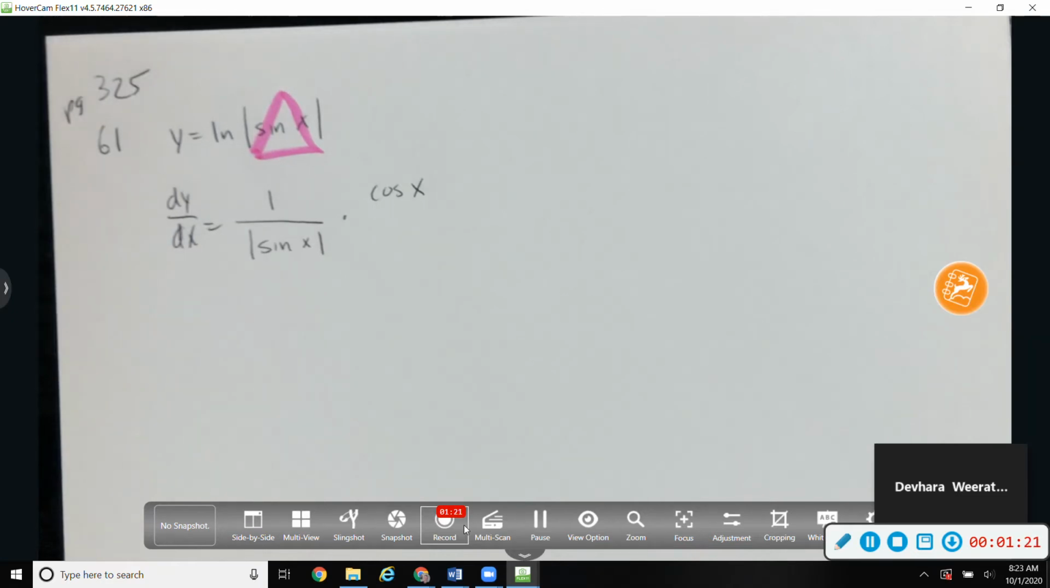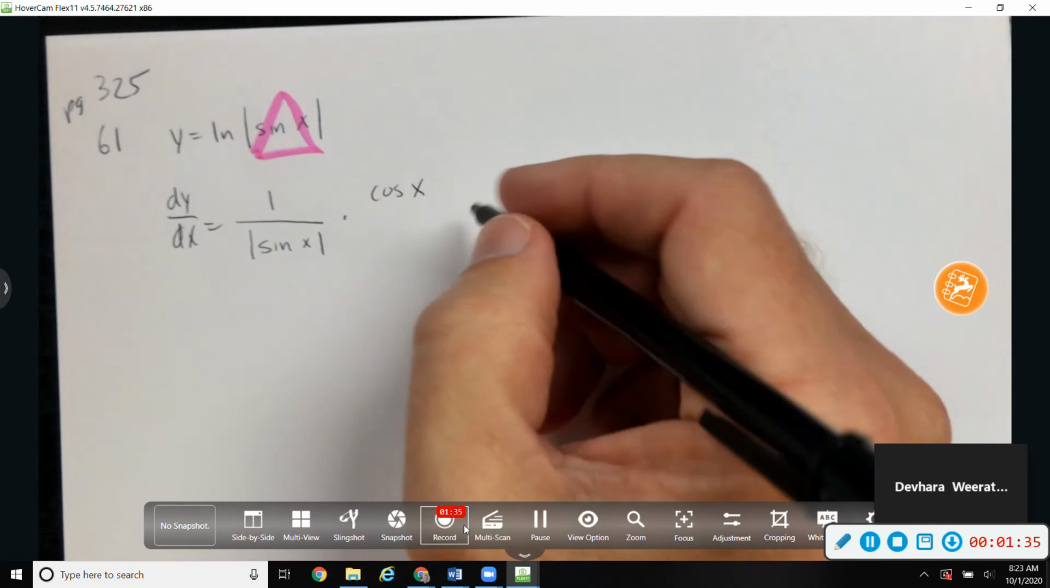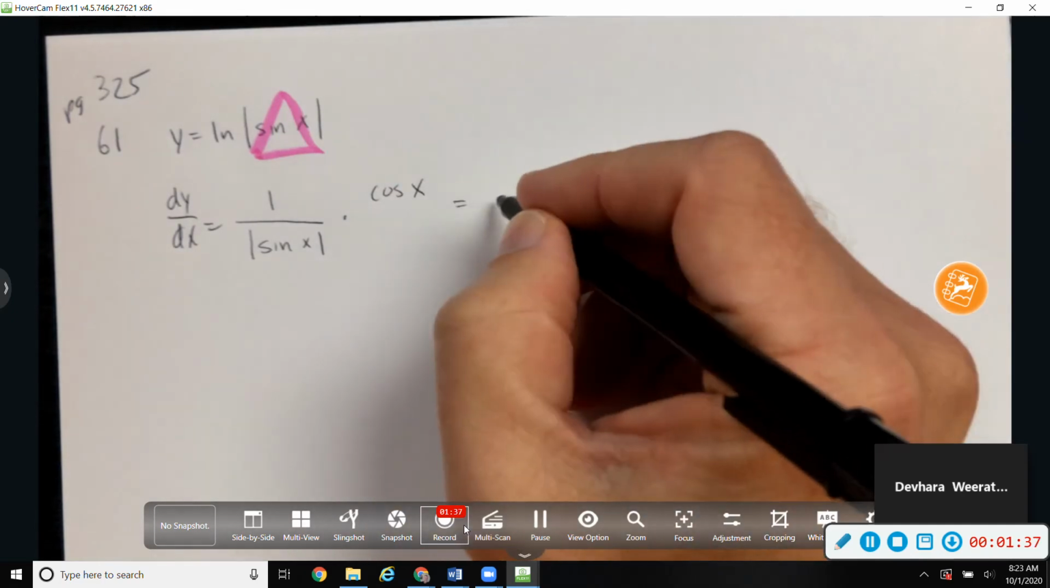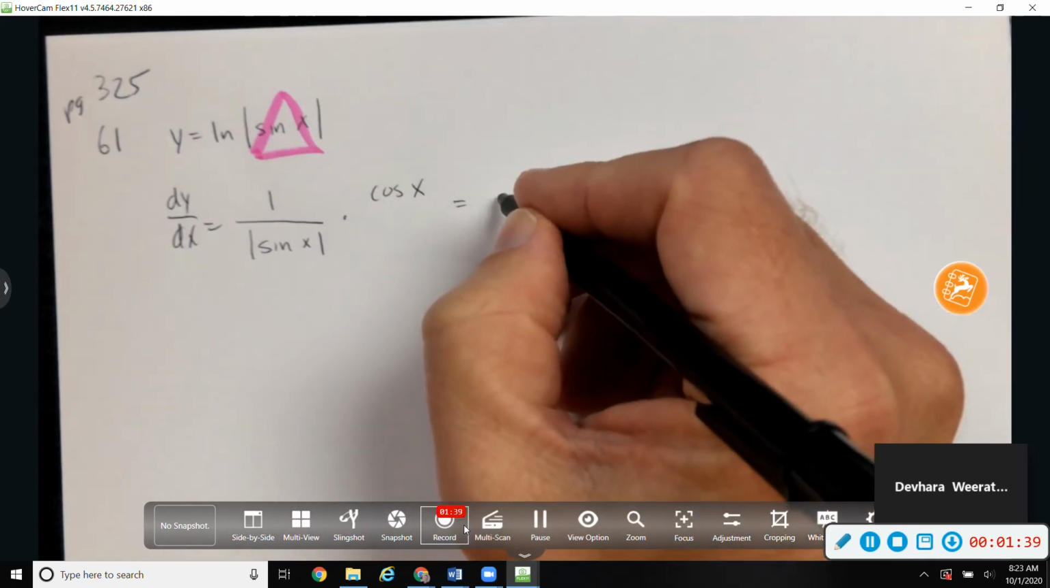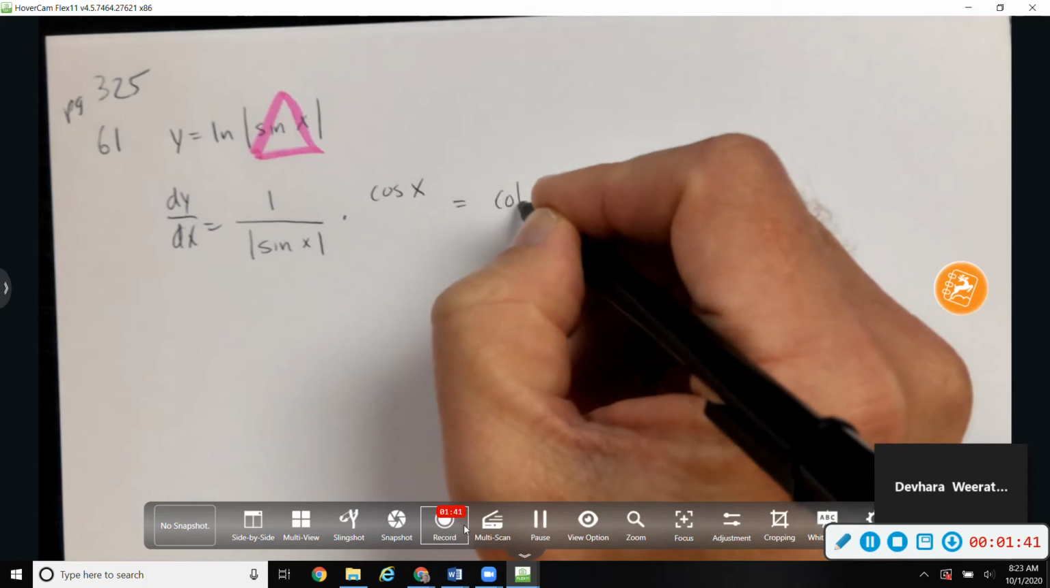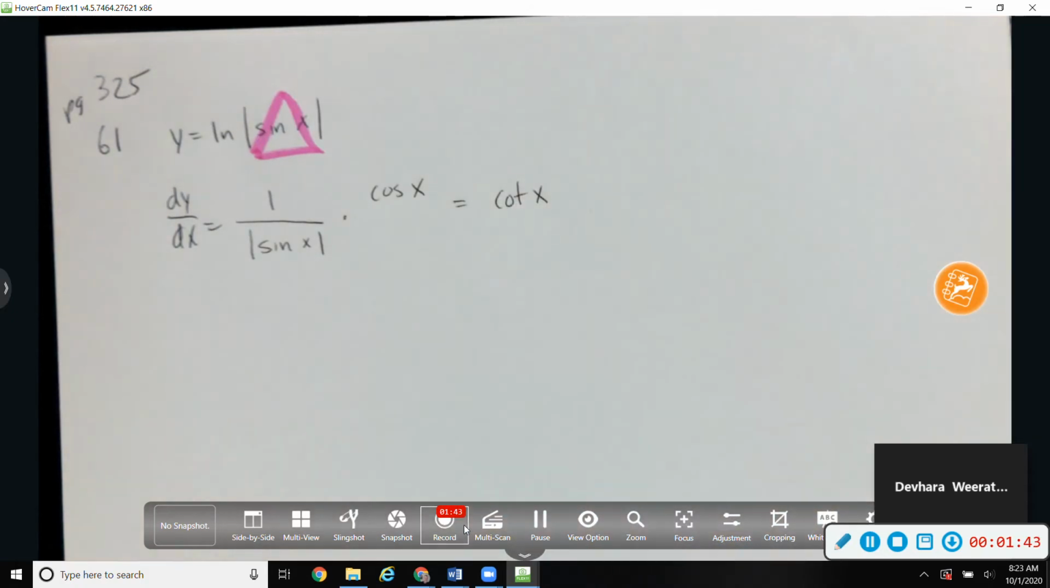Let's see, page 325, number 61. Yep, cosine over sine is cotangent of x. One over the argument times the derivative of the argument.